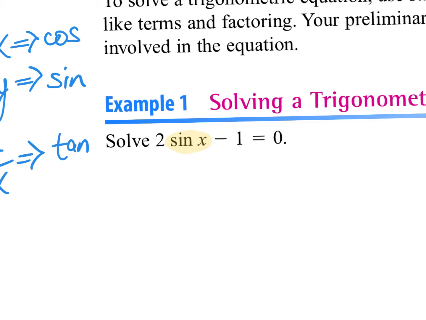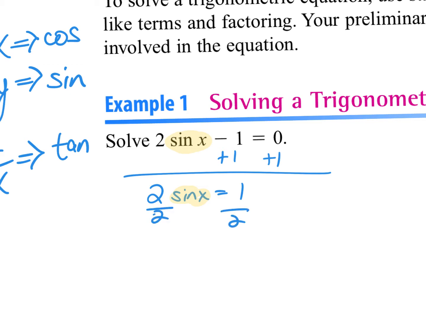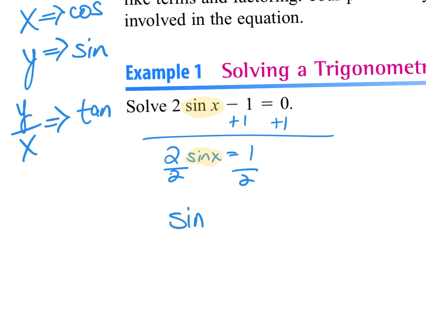So what would I do? Divide by 2. Not yet. Hold on. It's the first thing we need to do. Add 1 to both sides. Good. So I'm going to add 1. I get 2 times the sine of x equals 1. Again, we want sine of x all by itself. So what do we do? Divide by 2. Good. So I end up with the sine of x equals 1/2, right?